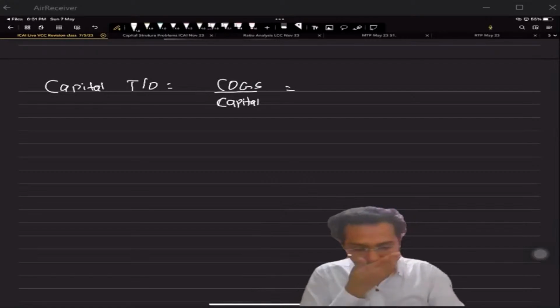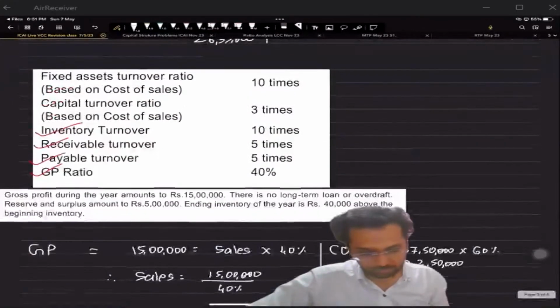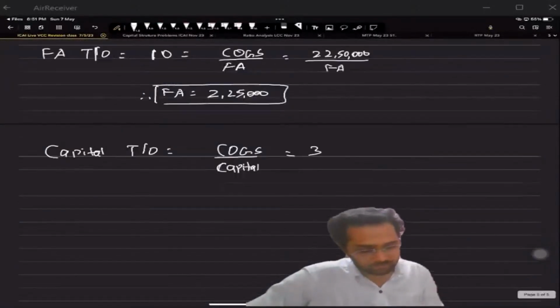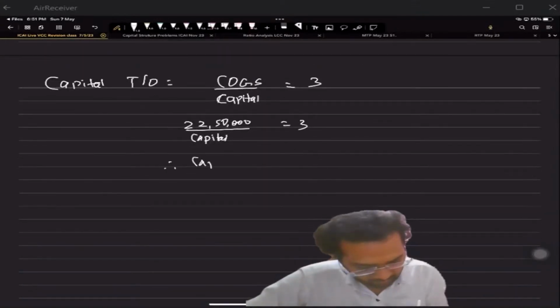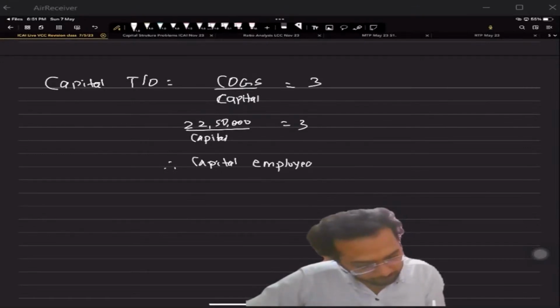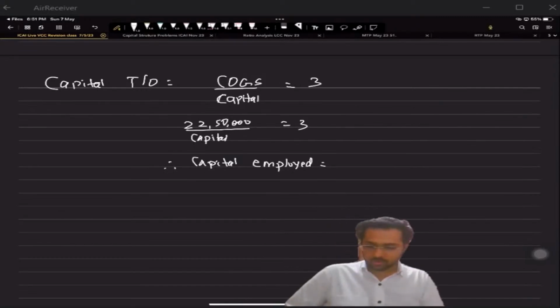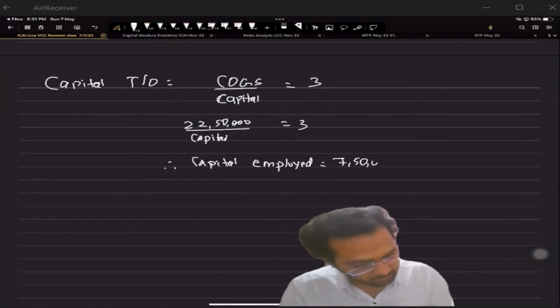And this number is 3 times. We have the COGS as 22 lakh 50,000 upon a capital turnover of 3. And therefore we say that capital employed will work out to be 22 lakh 50,000 divided by 3, which is 7 lakh 50,000.